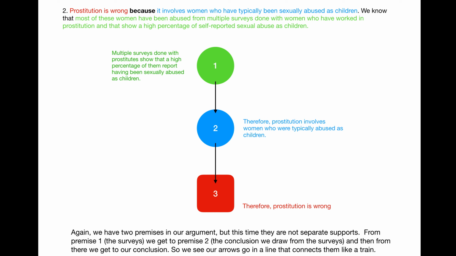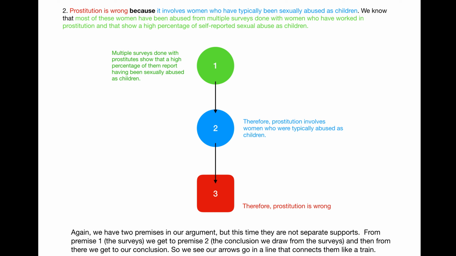So we take our premise 1. Multiple surveys have been done with prostitutes that show a high percentage of them report being sexually abused as children. Because those surveys show that a high percentage of people who are prostitutes were sexually abused as children, we therefore know that prostitution involves women who are typically sexually abused as children. The survey shows us, 1 shows us that 2 exists, okay? And then from 2, we can get to therefore prostitution is wrong, okay? We have that because is our indicator word, so that's why we knew that the conclusion was there, all right?